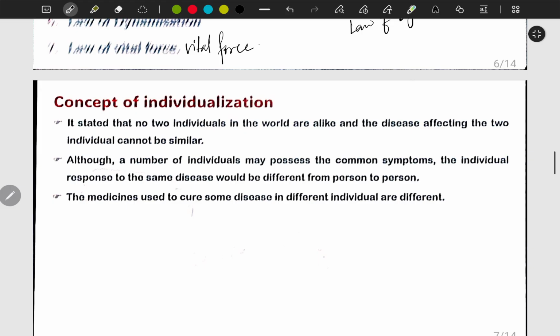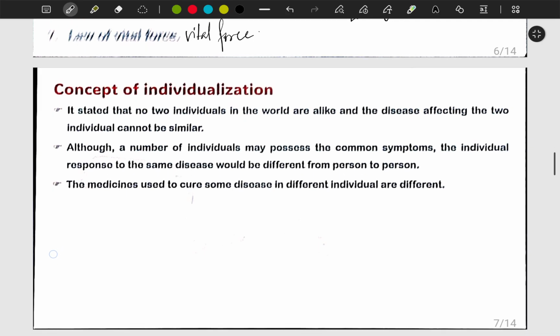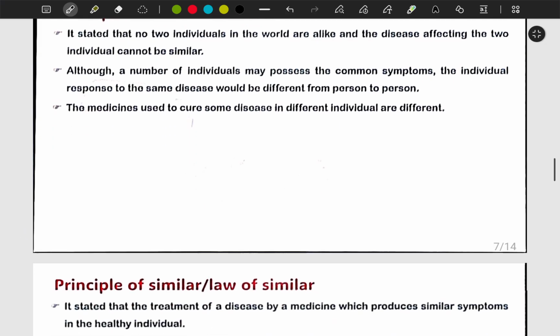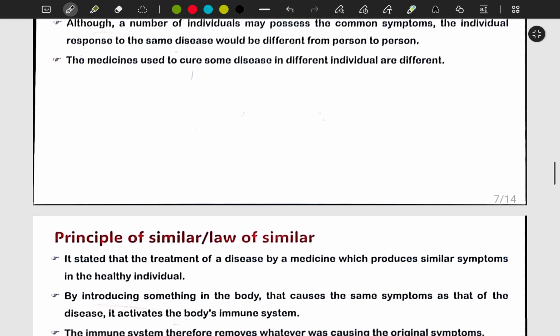Concept of individualism. It stated that no two individuals in the world are alike and the disease affecting two individuals cannot be similar. Although a number of individuals may possess common symptoms, the individual response to the same disease would be different from person to person. The medicines used to cure a disease in different individuals are different.